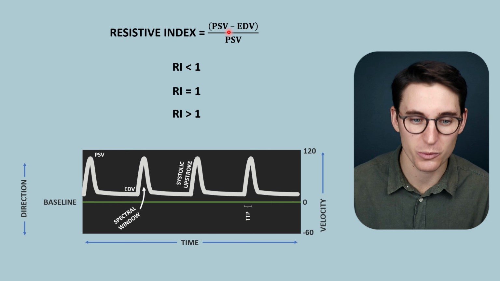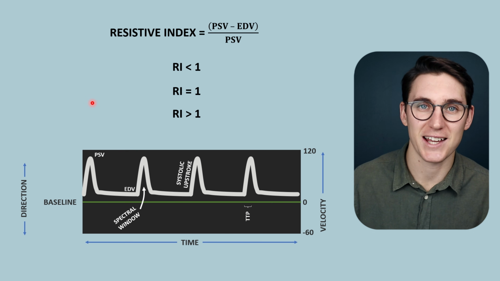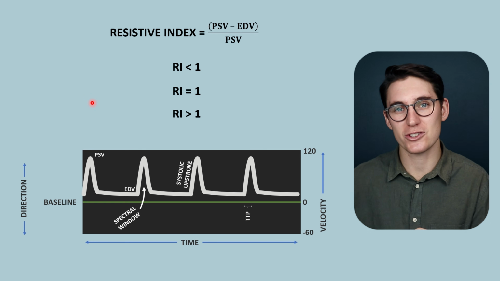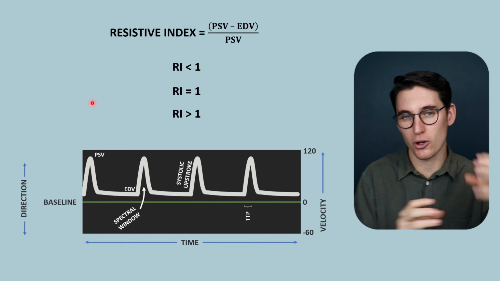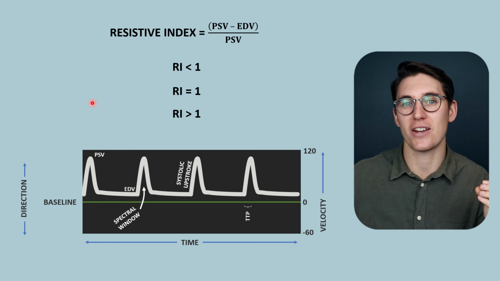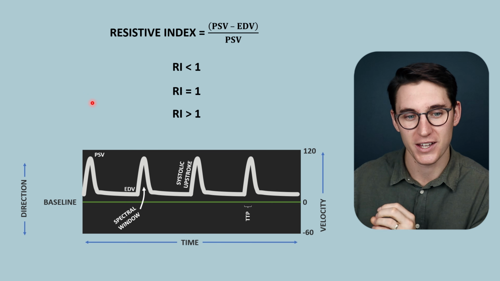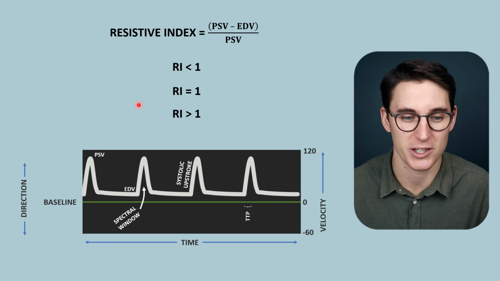We've got a larger numerator and a smaller denominator. Now the resistive index is a proxy for downstream resistance. We think of blood flowing through a vessel as the proximal portion of that vessel being upstream. As we head through that vessel, we think of that as downstream. The resistive index shows us how much resistance there is downstream.